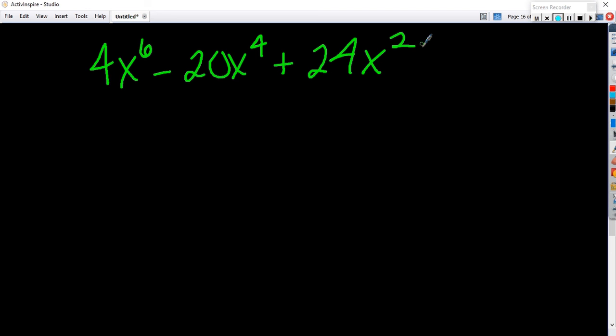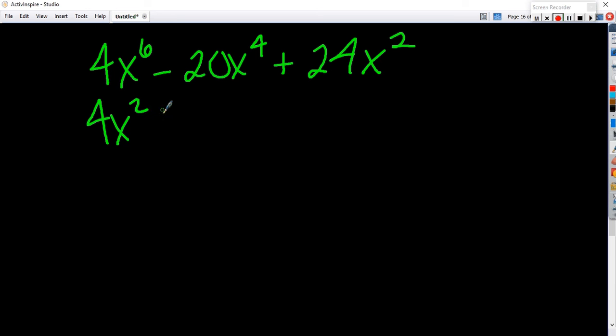Remember my first step, and this should always go through your head when you factor. Can I take something out? Does it follow a special pattern? Can I put it in the box? Three steps. I have to take out 4x squared. They're all divisible by four, so that's why you take the four.